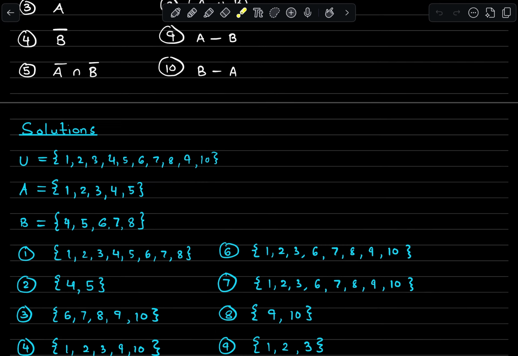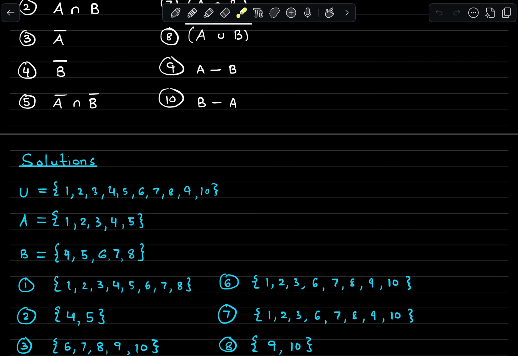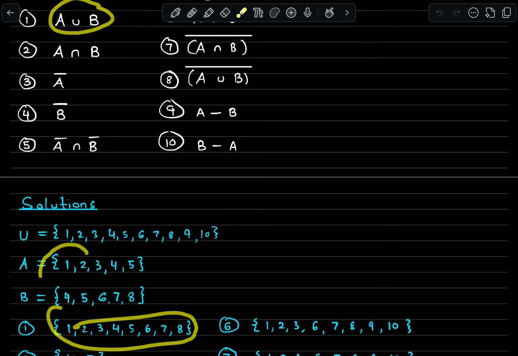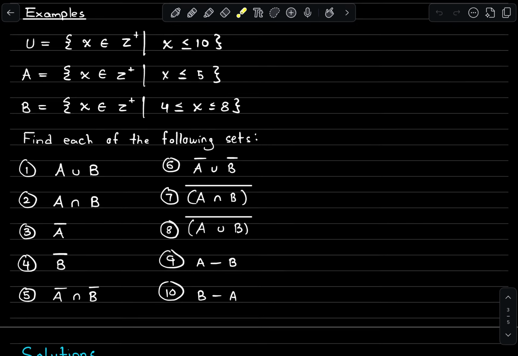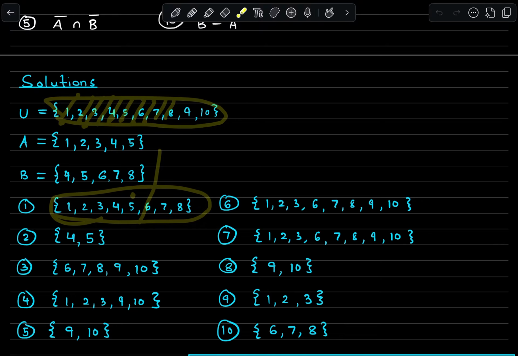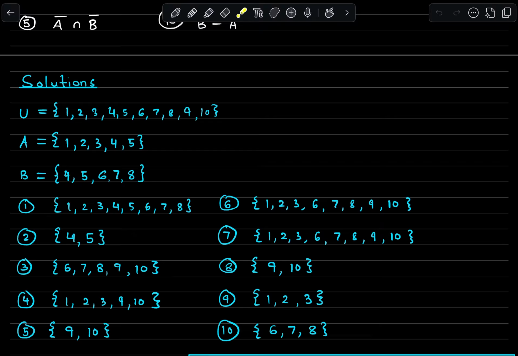Now, number 8 is asking about the complement of the union. So A union B was our solution to number 1. So the complement of that is just going to be the 2 numbers that are not included here. Within our universe, we've got numbers 1 through 10. We're not going to consider 1 through 8 as we had in 1. So our solution is just going to be 9 and 10.